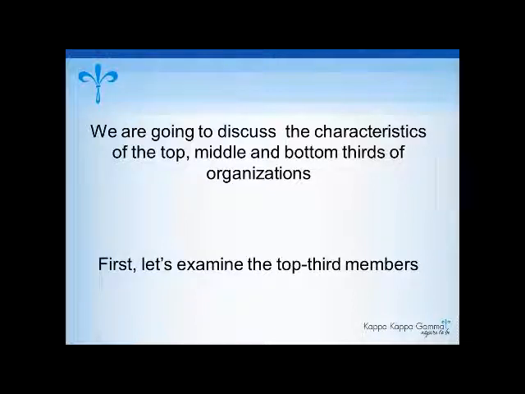So we're going to talk about the characteristics of the top, middle, and bottom thirds of organizations. So let's look at the top third first.